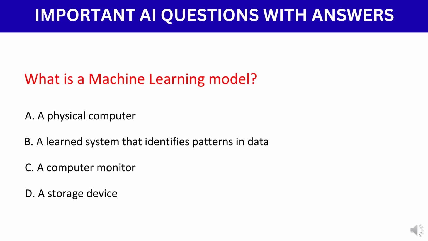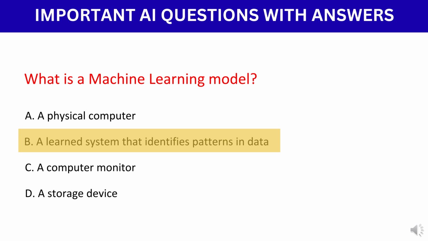Question number 10. What is a machine learning model? Option A, a physical computer. Option B, a learned system that identifies patterns in data. Option C, a computer monitor. Option D, a storage device. The correct answer is option B, a learned system that identifies patterns in data. A machine learning model learns from data and uses what it has learned to make predictions, classifications, or decisions.